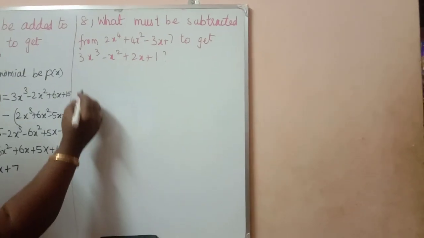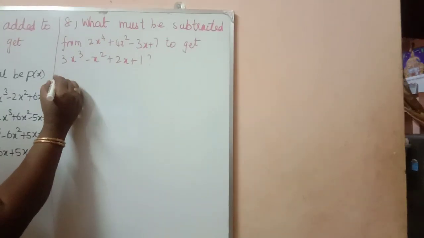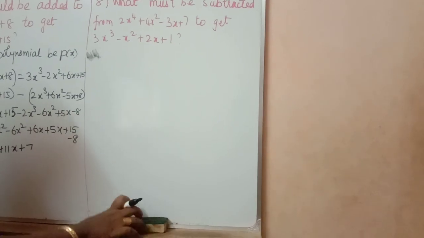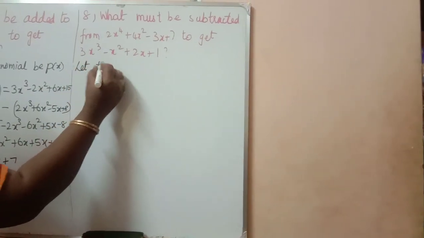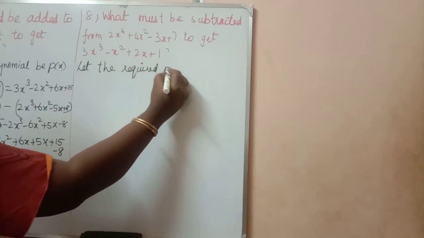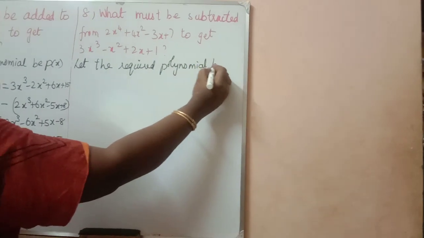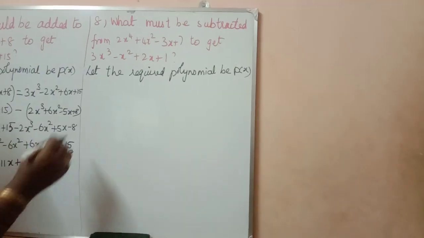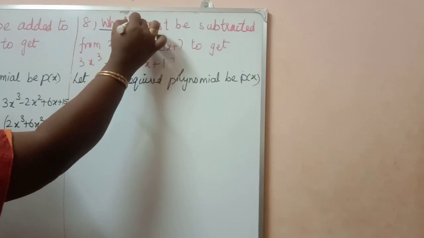So the same, what must be subtracted from? After "from", whatever is there, we have to write first. So first we are going to write: let the required polynomial, what we are going to find, be p of x. What should be subtracted from? From this we are going to subtract p of x.